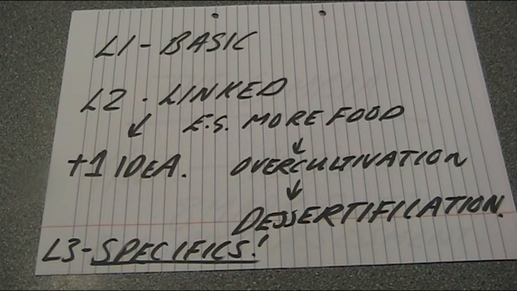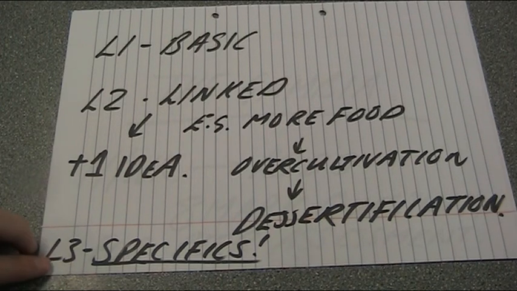For level 2, you need to link your ideas together. So we've got this idea of desertification. If people need more food, then there's more farming, which means that there's overcultivation and overgrazing. Because of this, this means that we start to see soil erosion and eventually we get desertification.